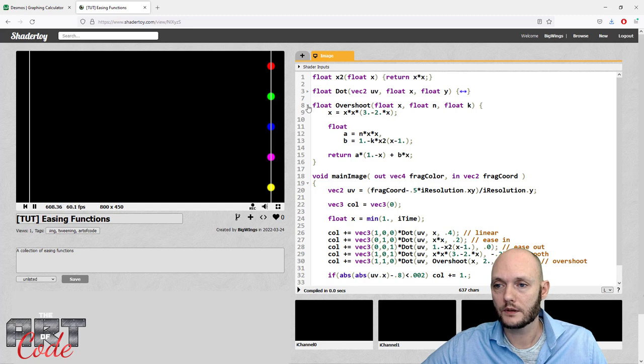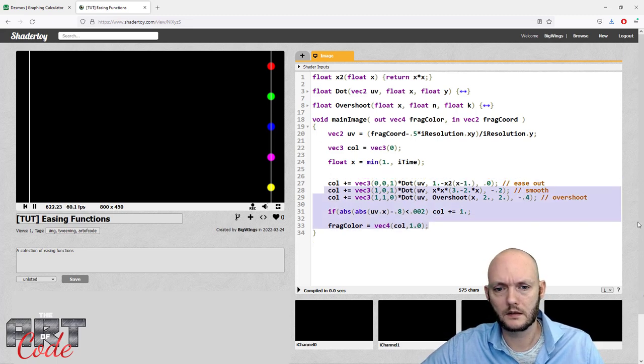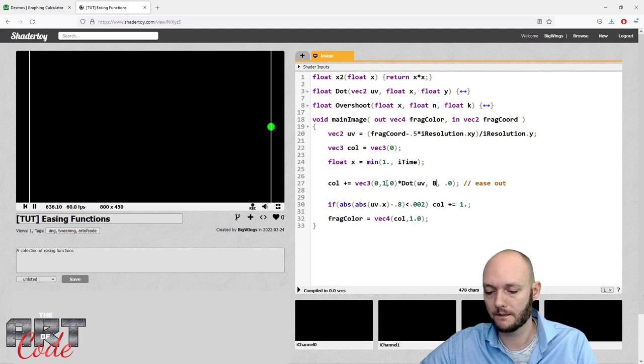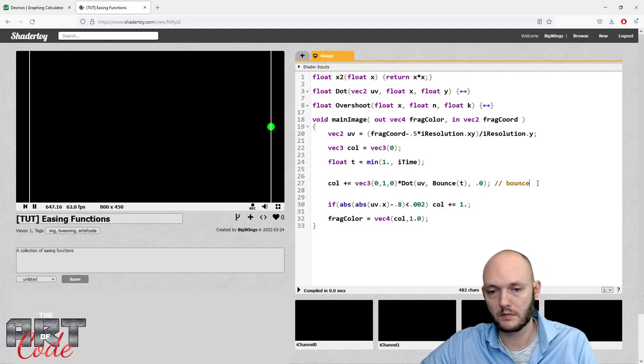So I'm just going to close these things and get rid of these things. Let me just delete this and this, and then just stick with the center one, and I'm going to make it green so that we can see it a little bit better, and we're going to make this into a bounce. So I'm going to go bounce over here. I used X before, but let's rename that because it's actually time. So let's rename it to T and T. And then this is going to be the bounce animation.